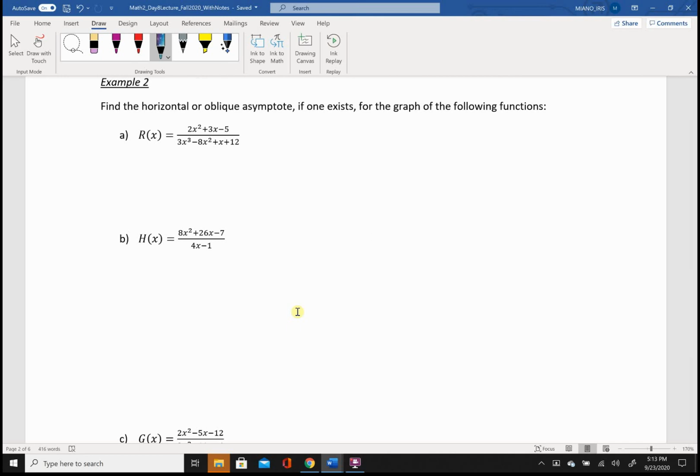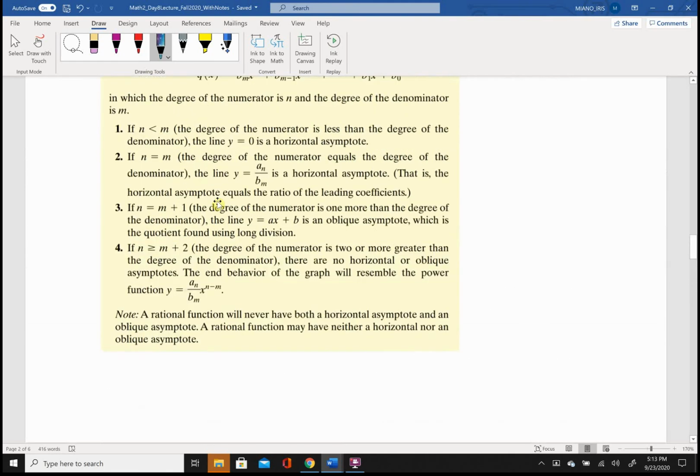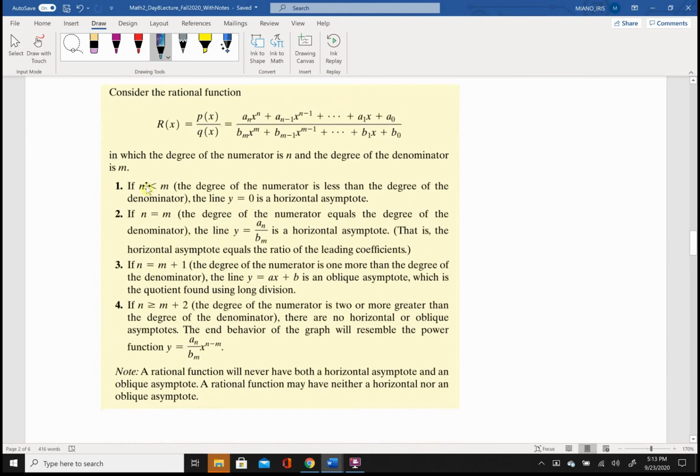All right, so take a look at R of x, and take a very critical look at the degrees of each of these polynomials in the numerator and the denominator. So you'll notice that the degree of the numerator polynomial is 2, the degree of the denominator polynomial is 3. So we have what's happening in case 1, if I'm not mistaken. So let's go back up and look at case 1. Okay, that's going to be the numerator degree is less than the denominator degree. So we know that there's a horizontal asymptote, and it occurs when y equals 0.